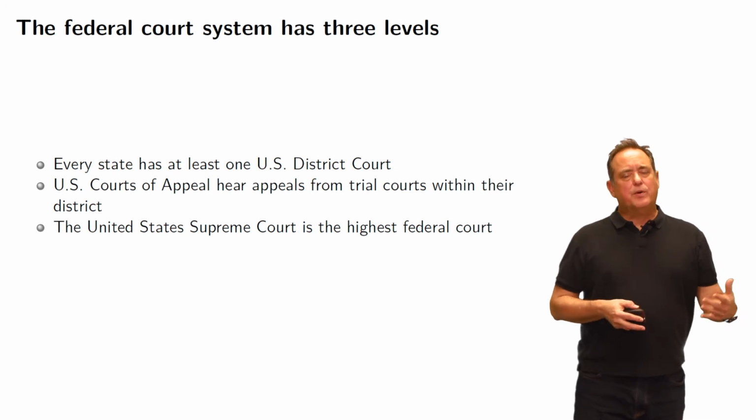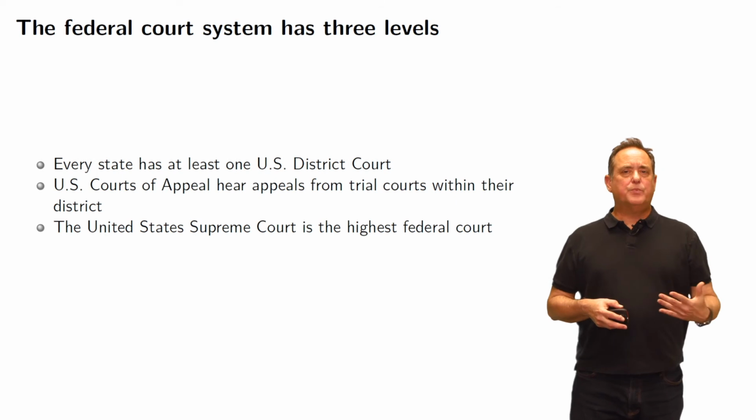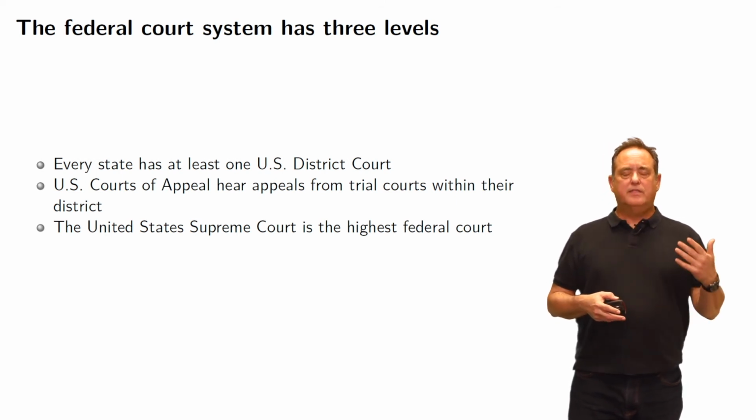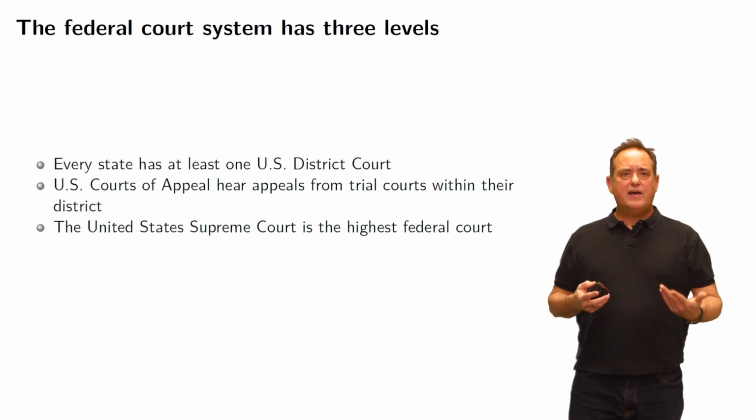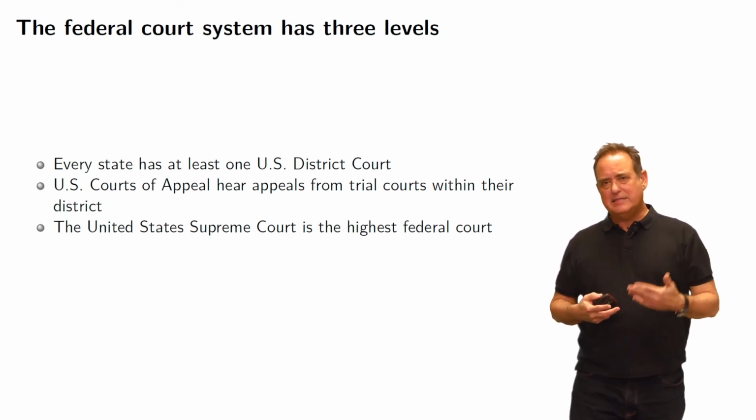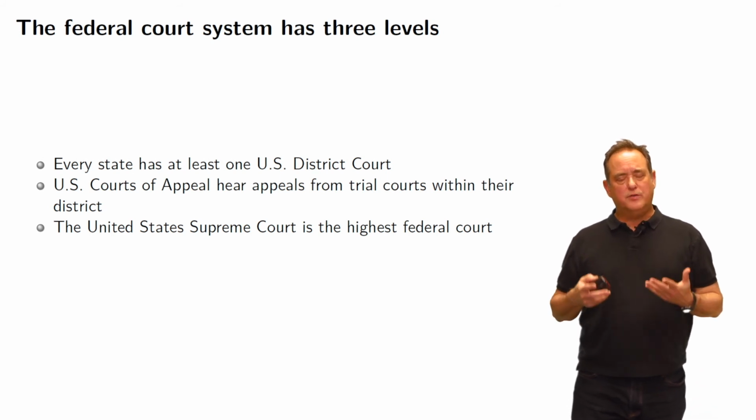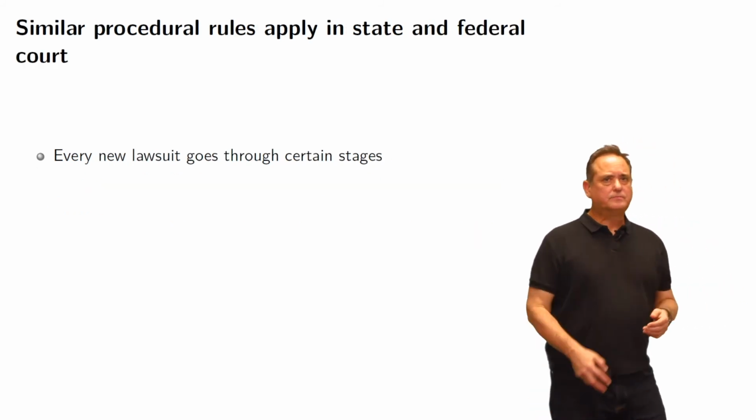The United States Supreme Court, of course, is the highest federal court. The United States Supreme Court does not have to hear every appeal. The ability to appeal to the Supreme Court is discretionary, and in fact, the Supreme Court only hears about 2% of the cases that are appealed to the Supreme Court. The rest of those cases are determined by the appellate court's rule.